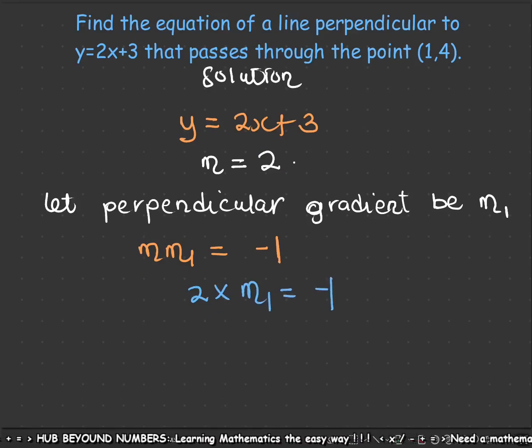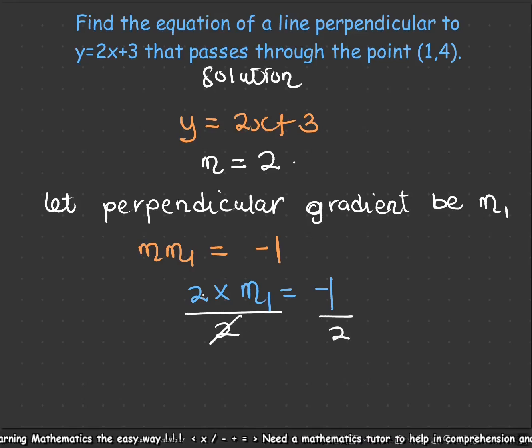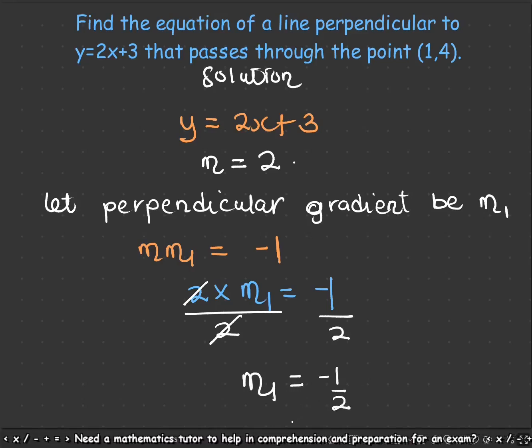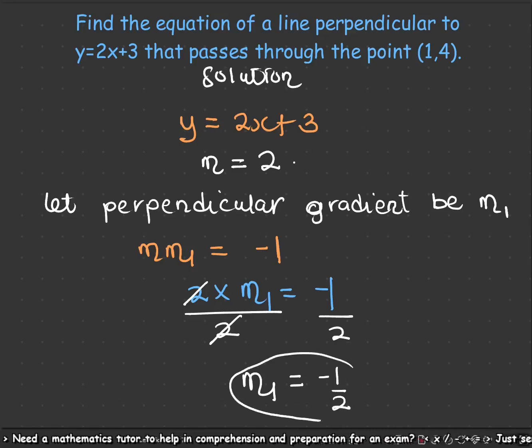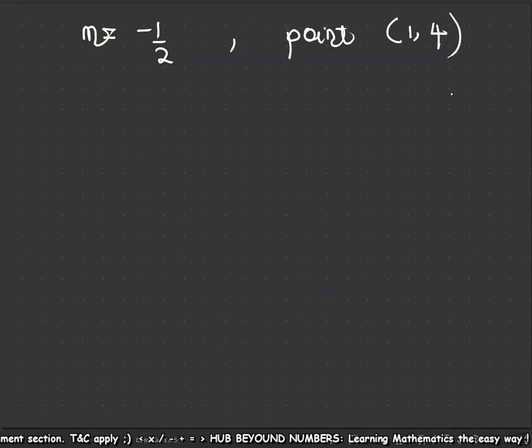Making m1 the subject means we would have to divide both sides by 2. This 2 here cancels out this 2. So we have our m1 being equal to what? -1 over 2. With this now, we can say we have our gradient and we have our point. Then we can go forward to solve for the equation of the line. So with gradient now being m is equal to -1 over 2, and the point, which is (1, 4), we go forward to solve for our equation.